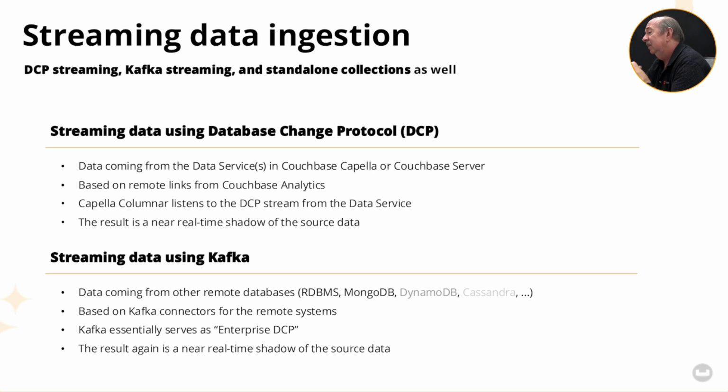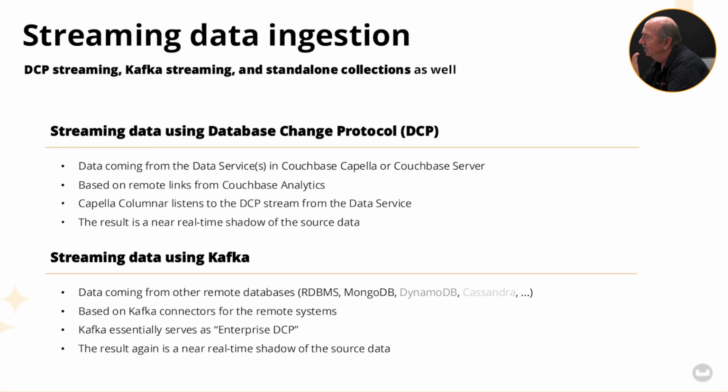And that's based on technology we've had for a while called remote links and Couchbase Analytics. Basically, what Columnar is doing is acting as a listener to this data change stream, and it's keeping your copy of that data in Columnar, which is separate from where it is in your operational data store. It's dealing with the changes and applying those changes to its copy. And so as a result, you have a near-time shadow of the data.